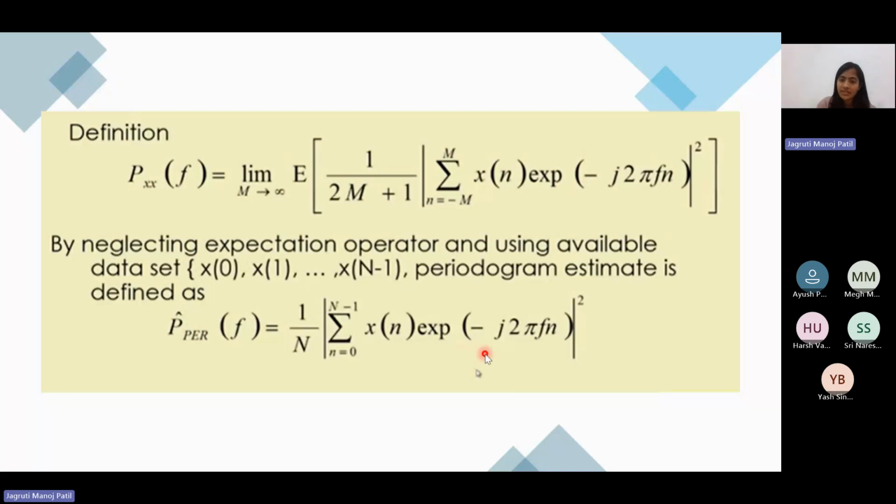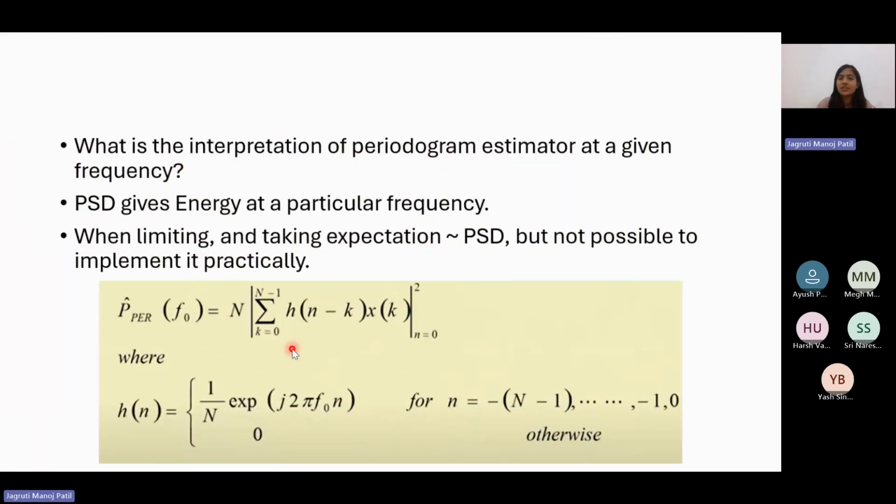Since it's a power spectral density, we have a square of it. Yes, we also did square initially. So it is normally defined as this. And then averaging in the end is like taking the total number of points. So what's the interpretation of this periodogram estimator at a given frequency?